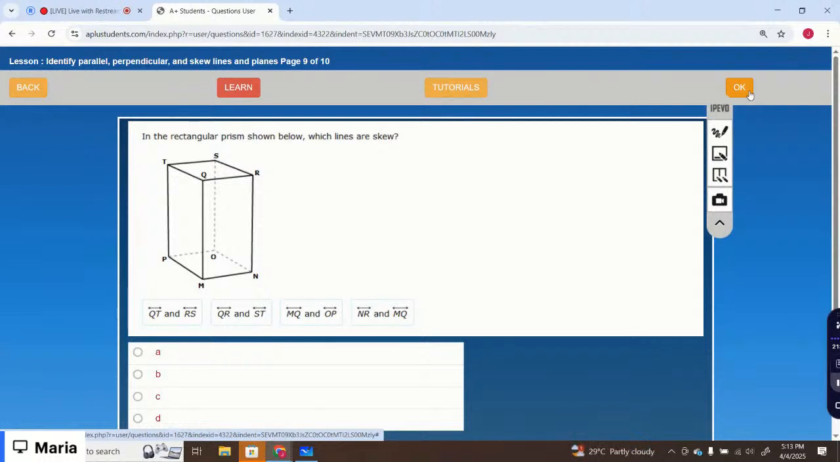In the prism shown below, which lines are skew? QT and RS are not the skew lines. QR and ST are parallel. MQ and OP are the skew lines. So C is the correct option.